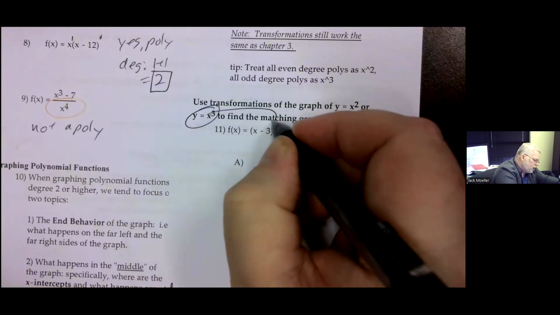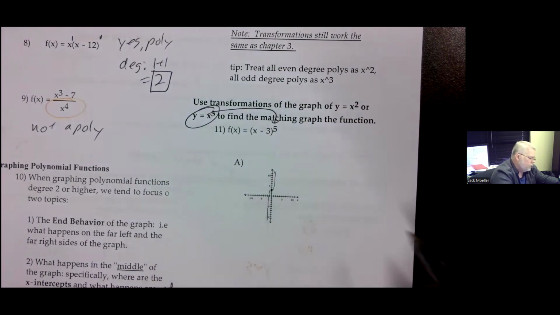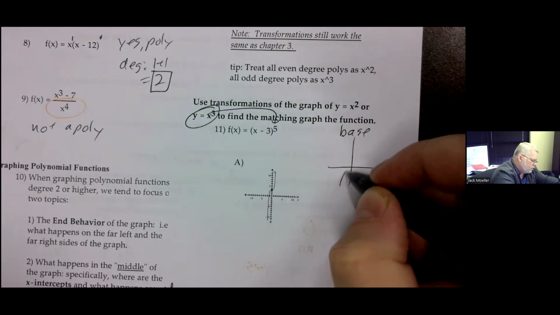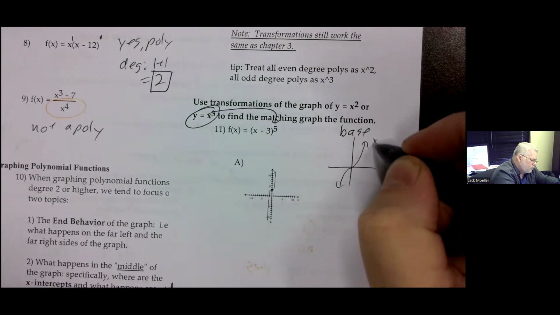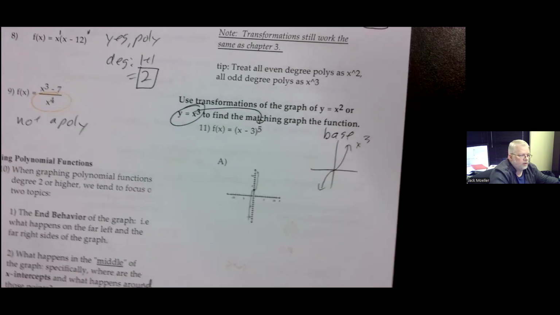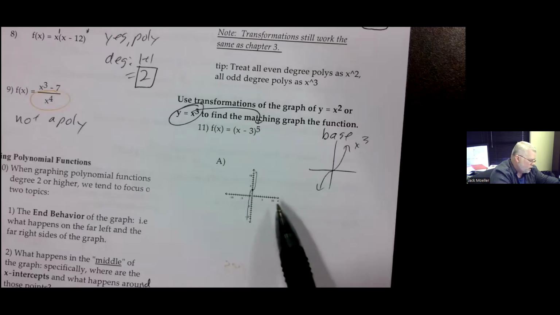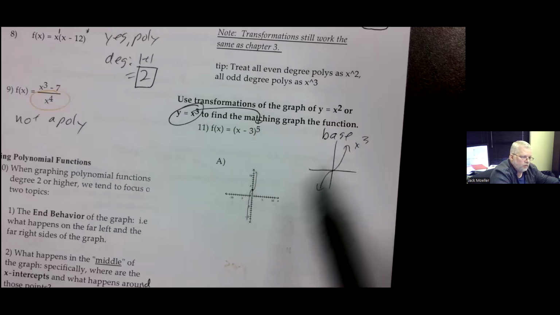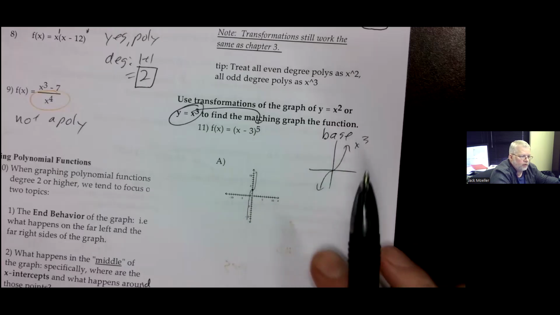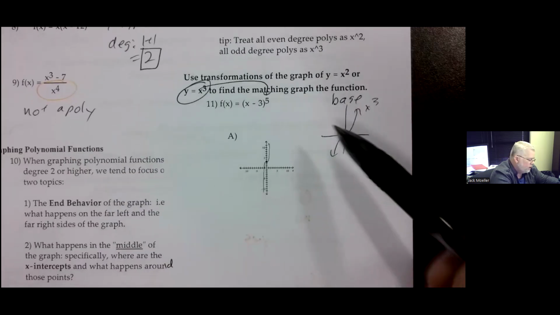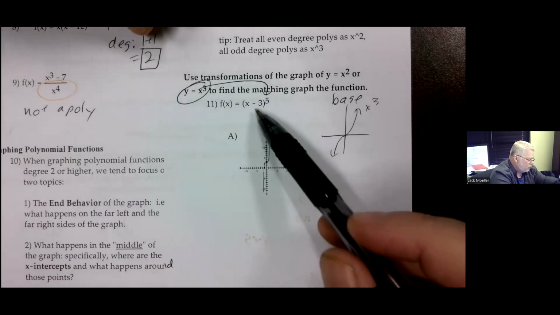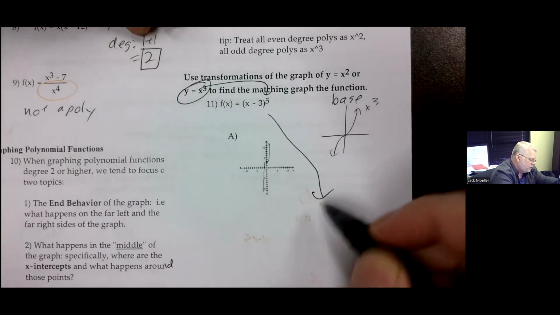We didn't have x to the 5th as one of our basic functions, but treat any odd degree like an x cubed. So our base function, think of x cubed. Okay, so that's what we're dealing with. Now, being x to the 5th, it's going to be steeper. You'll notice those are a little bit more vertical. That's why it's more vertical than the x cubed, but it's still the same basic shape. Now, I know these graphs are small, but what is the transformation that's been done?